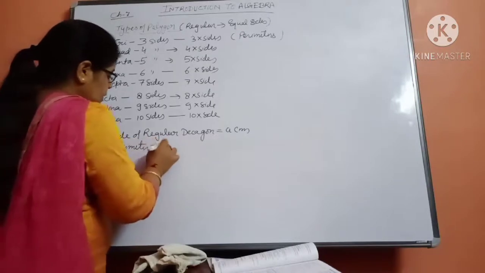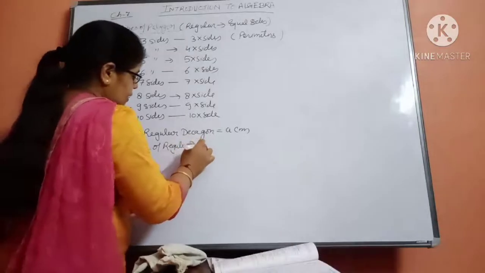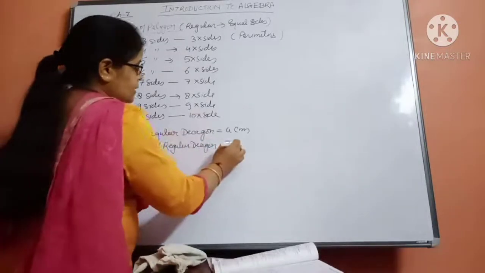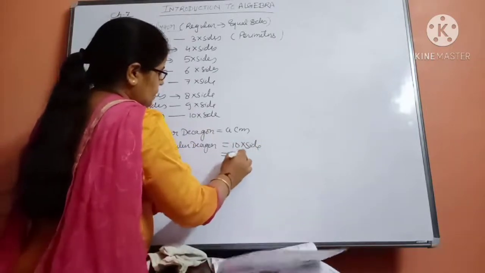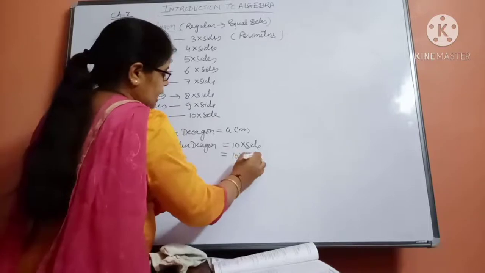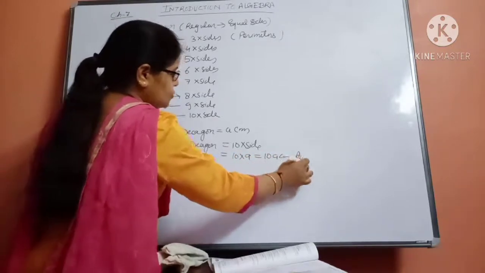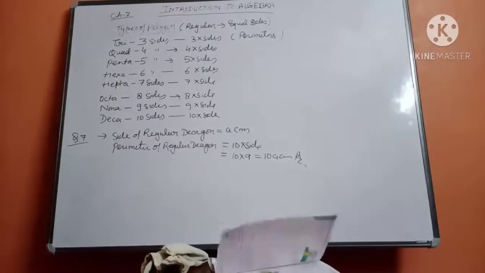So the perimeter of a regular decagon is equal to what? 10 into side. It means 10 into side, which is how much, beta? A. And what will it become? 10A centimeter. And this will be your answer. So in this way you will do the question.